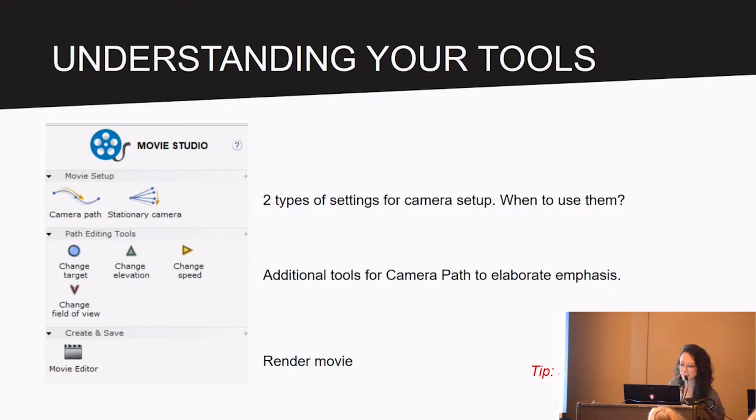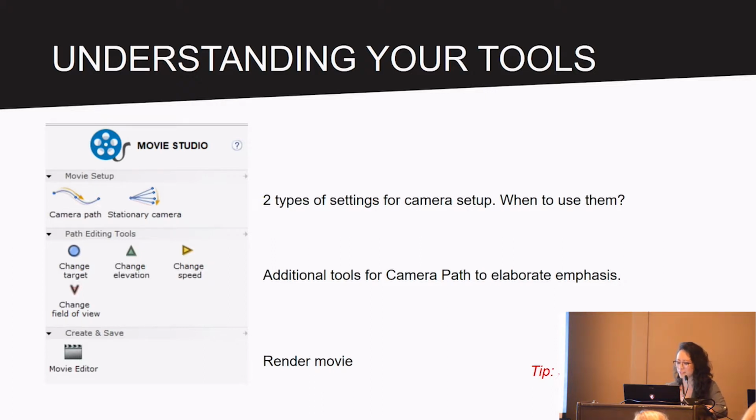So let's dive in once you click on Movie Studios. There are 2 types of settings for camera setup. The question is when to use them. This is how I would use them. A camera path, to me, will be a drone. That's what I like to use it for. Everyone knows what a drone is? Yeah? No? Okay. Stationary camera, I'm sure everyone has seen HGTV, the before and after. That's where I like to use stationary camera, the before and after, and I pan through the space.